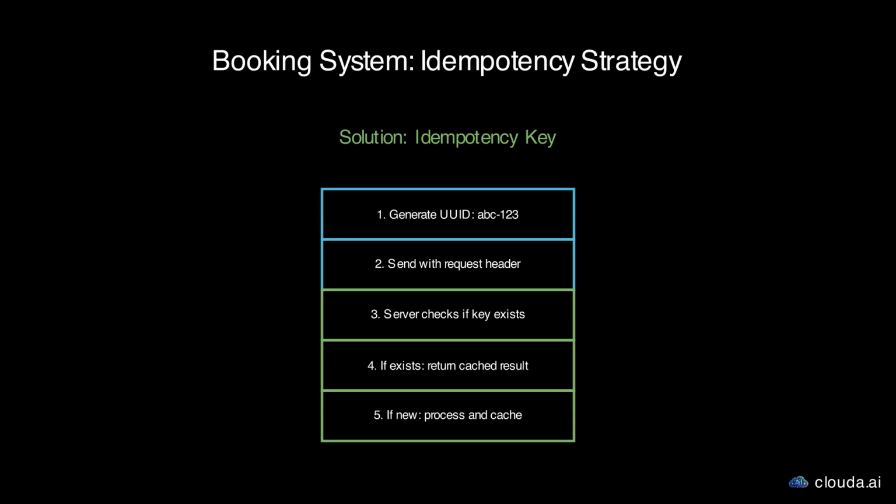The server checks if this key already exists in the database. If it exists, the server returns the cached result without processing again. If it's new, the server processes the booking and caches the result with that key. This ensures that retrying the same request multiple times has the same effect as making it once. Idempotency is essential for payment processing where duplicate charges would be catastrophic.